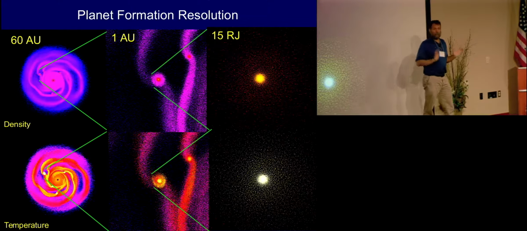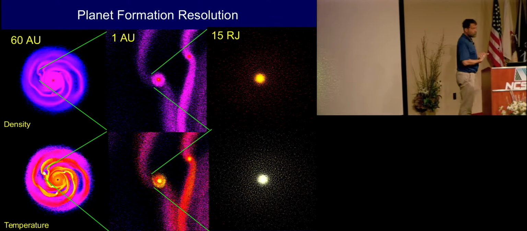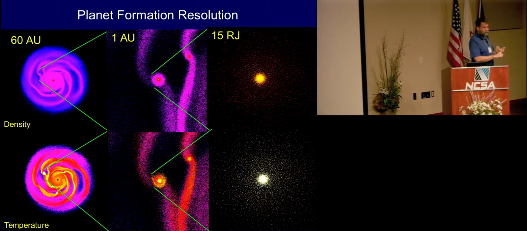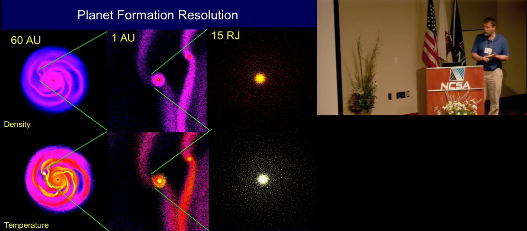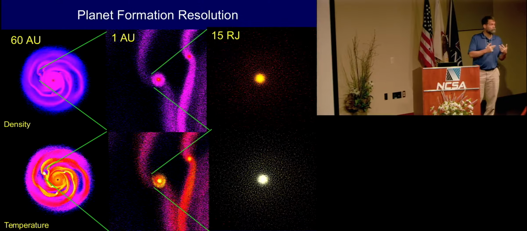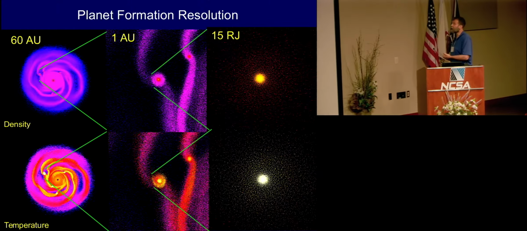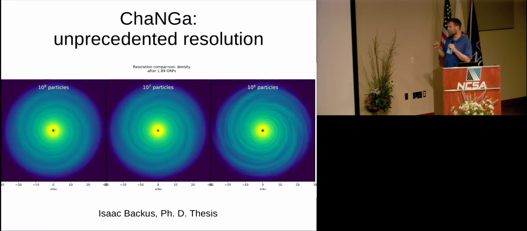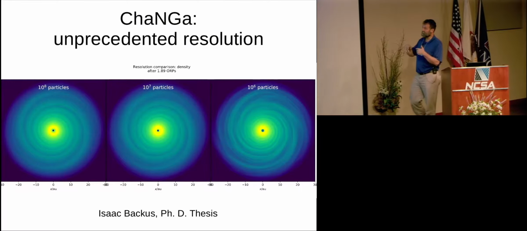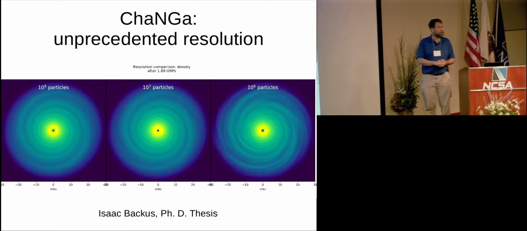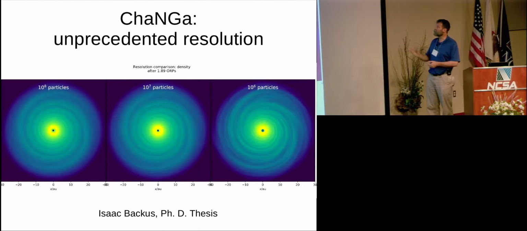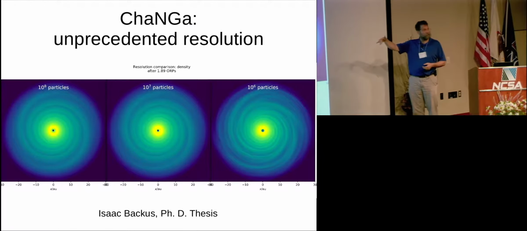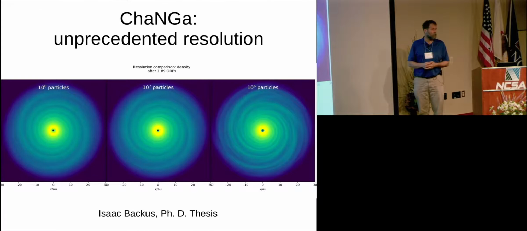A tree code would be a great way to do this. And so we can use the same gravity plus smooth particle hydrodynamics tree code to study these kinds of systems. And so we've been doing this with ChaNGa, and the great thing is, because we can so easily scale, we can do systems with an order of magnitude more particles than we've been able to do before.